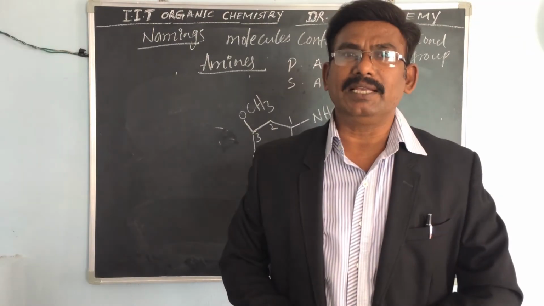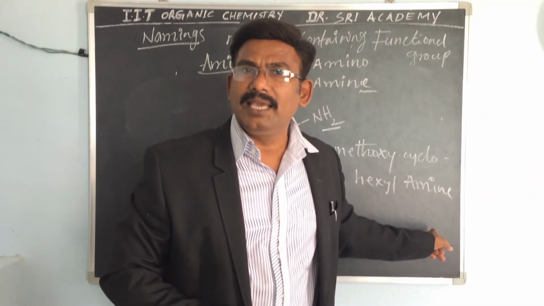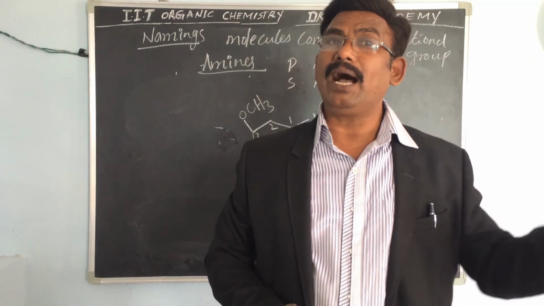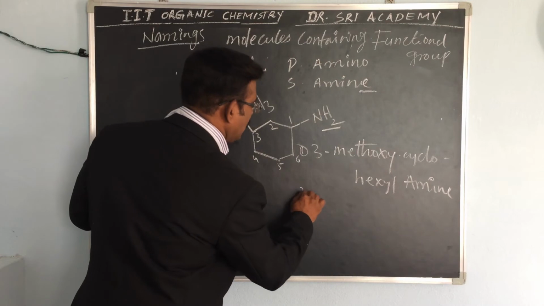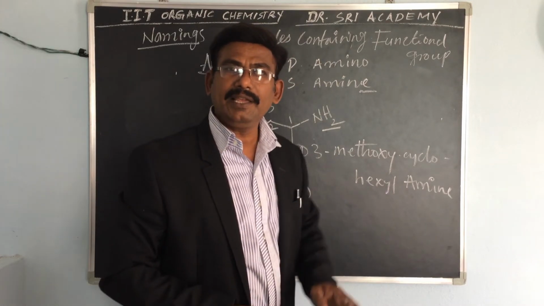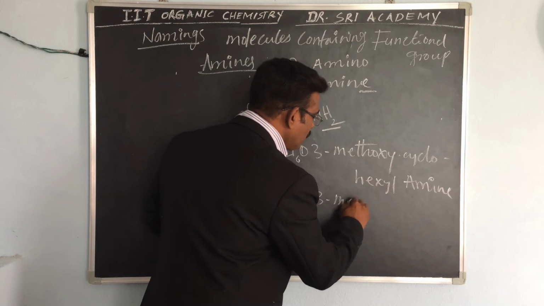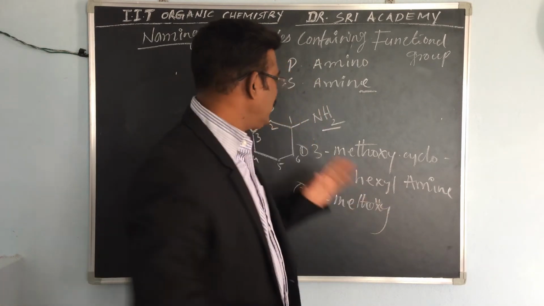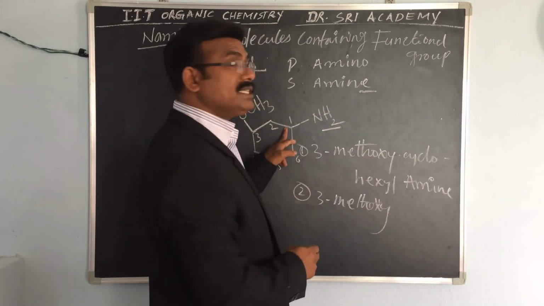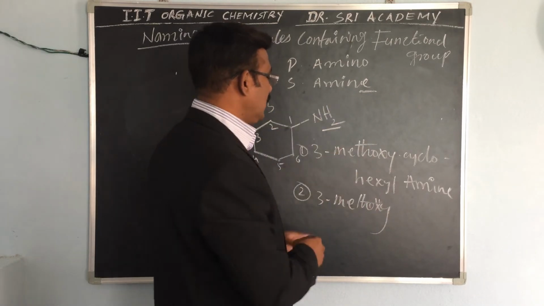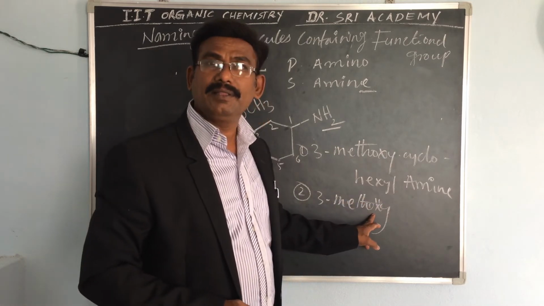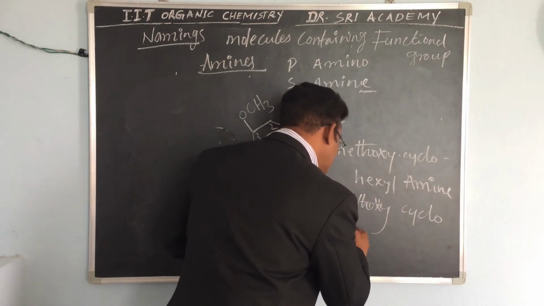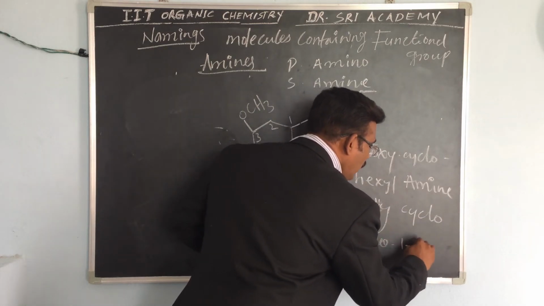And the other name is 3-methoxycyclohexane 1-amine. The second name is 3-methoxycyclohexane. This is the cyclohexane. On which position? Amine containing 1 position. So 3-methoxycyclohexane 1-amine.